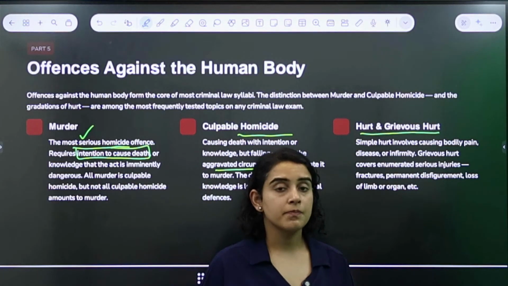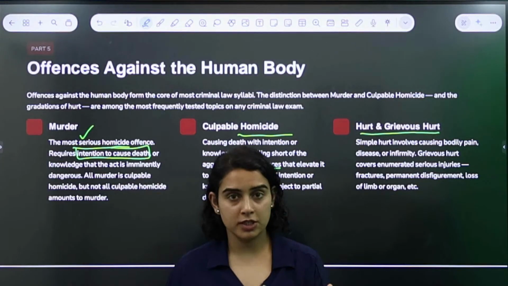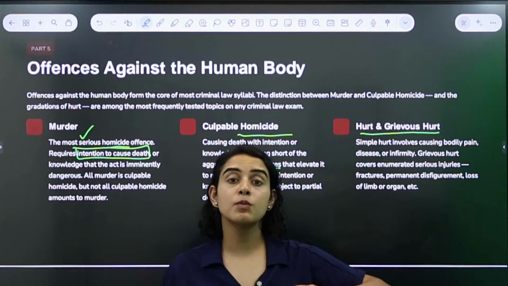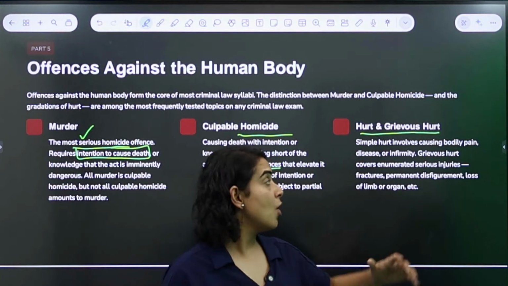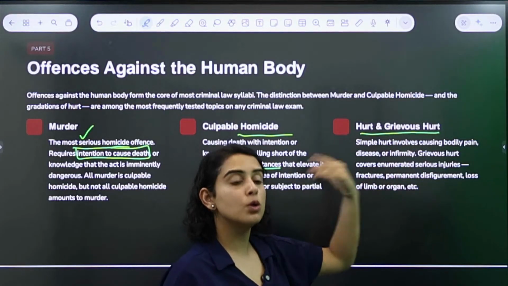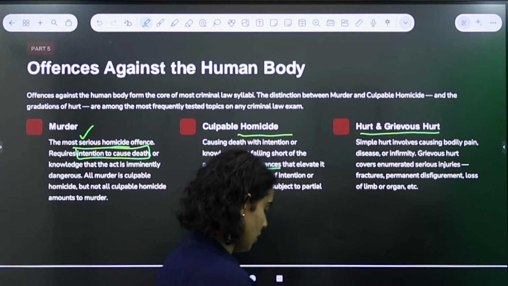So again, simple hurt is also punishable. The punishment is going to be less. Grievous hurt, since it's more grave, the damage done to the other person is more. Automatically, the punishment is also going to be more. Okay? All right.